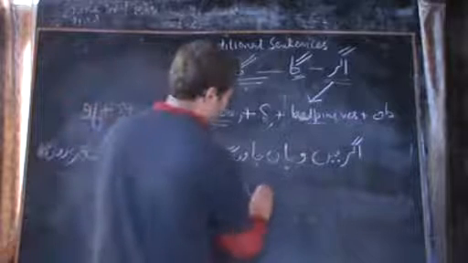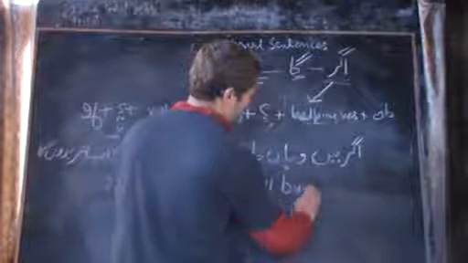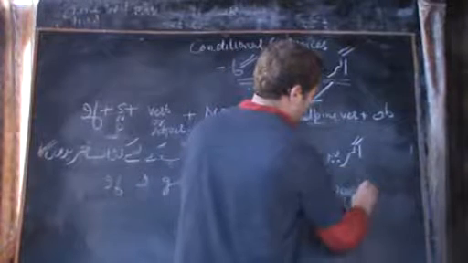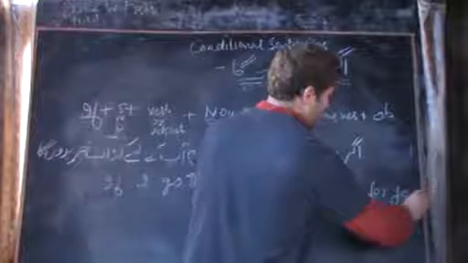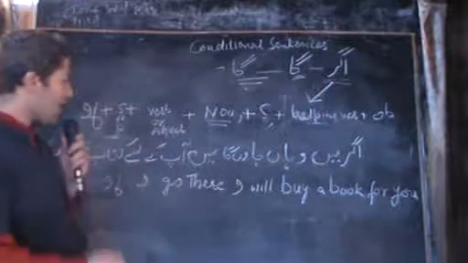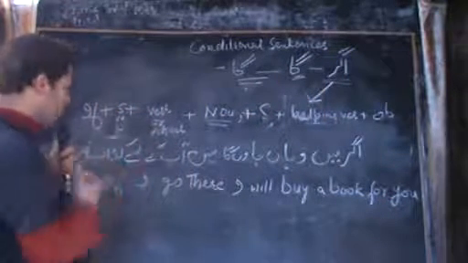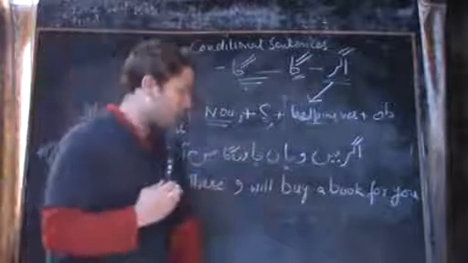I will buy a book. I will buy a book for you. अगर मैं वहां जाऊंगा, मैं आपके लिए किताब खरीदूंगा. If I go there, I'll buy a book for you.